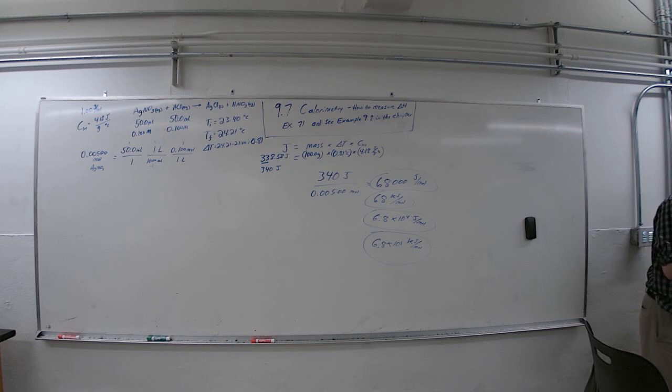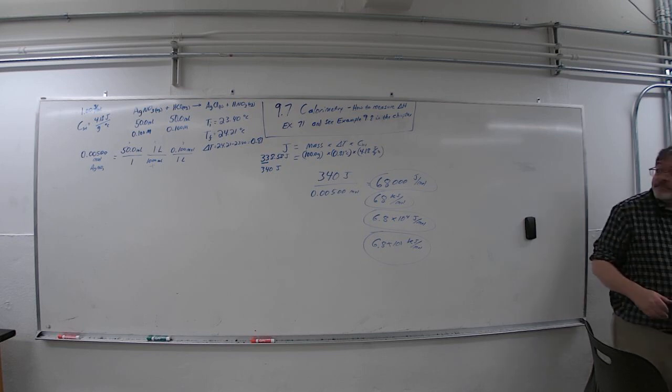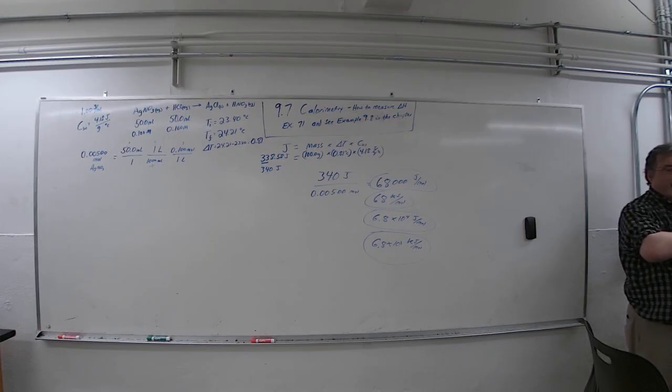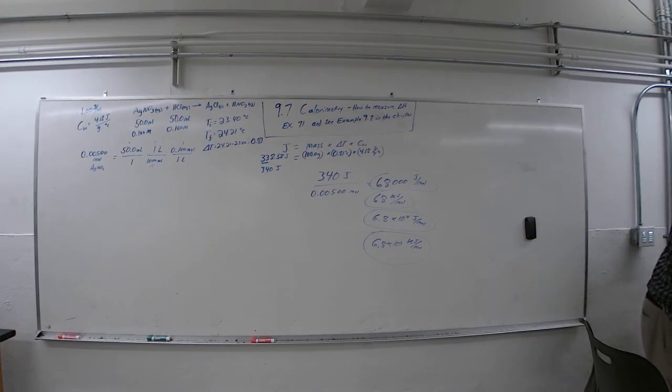So calorimetry is how you actually find the delta H for reaction. I go through that too fast. The only other one of these I gave for you to practice, 71.